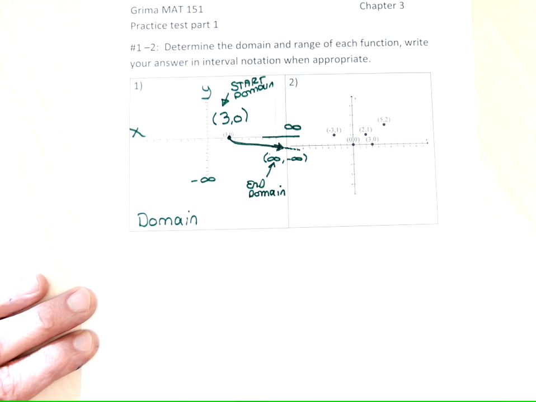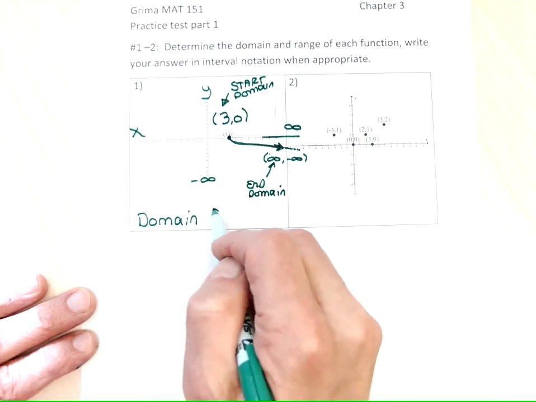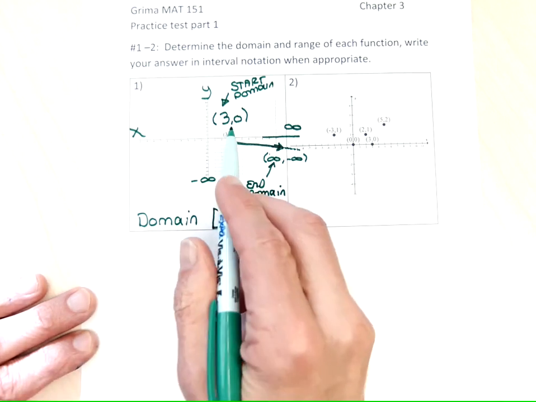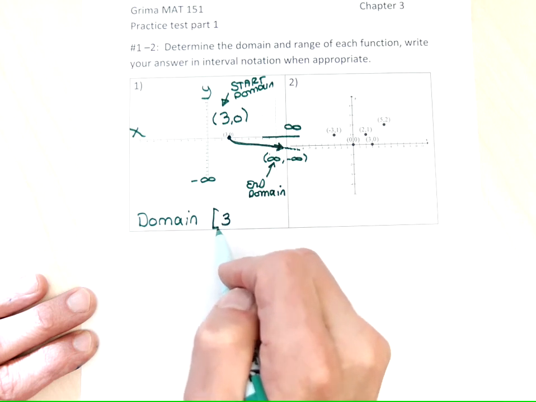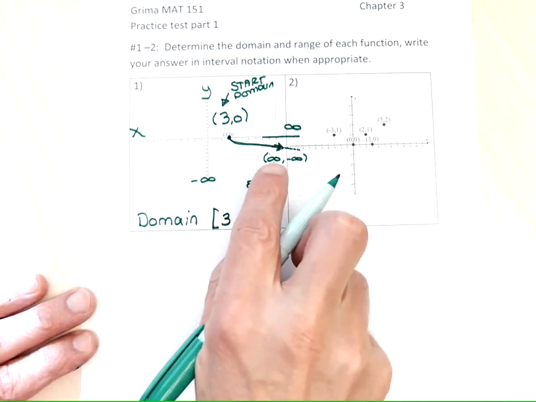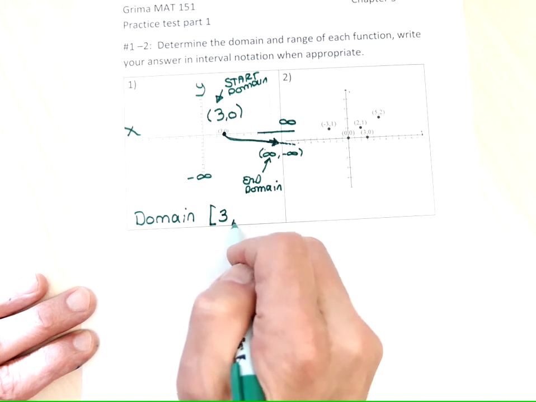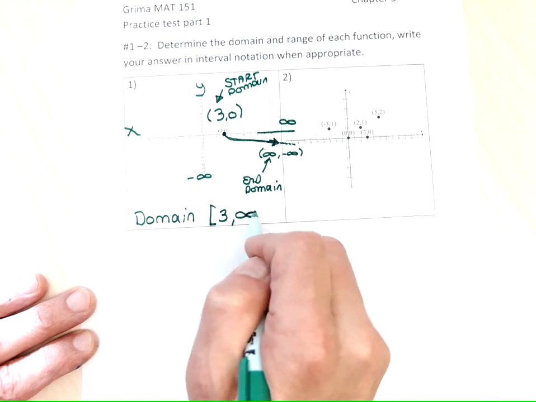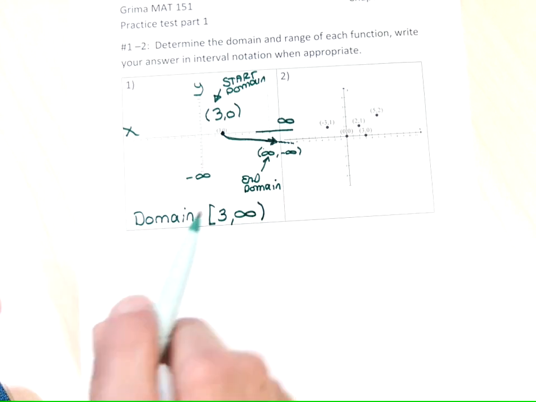Points on the graph, when you write the domain and the range, get marked with square brackets. So the x-coordinate of the start of the domain is going to be given a square bracket, and the x-coordinate of the point at the end of the domain is going to be given a round bracket. Infinities always get round brackets. Extensions of graphs always get round brackets.